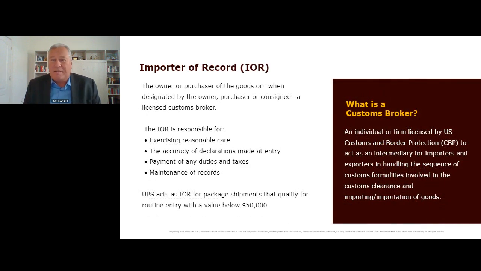Going back and referencing the video from CBP, it threw out a bunch of terms, and we're going to take some time to explain these terms, responsibilities of the terms, things like that. So the importer of record, it can be the owner, right? And in some cases, that can be the people that you're purchasing the goods from, or the purchaser of the goods, right? Yourself, the importer, or when designated by the owner, purchaser, or consignee, a licensed customs house broker.